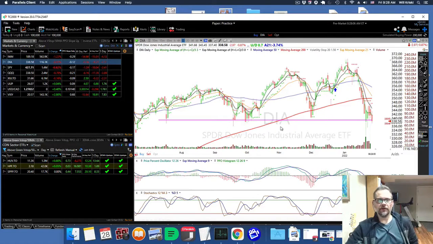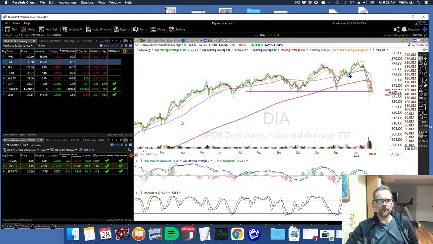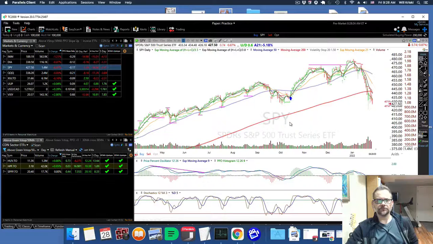But I look for things like this: an uptrend with the green volatility stops, momentum crossing up above zero, and that's the scenario I'm looking for. And so let's look at the S&P 500.